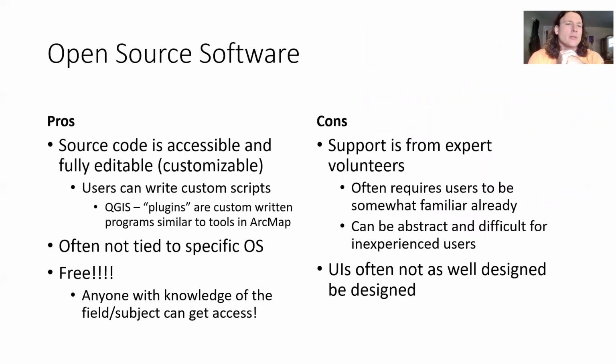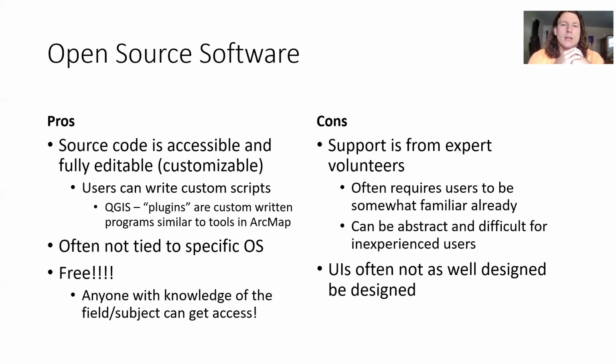And so the pros of open source software are that the source code is accessible. That means it's fully editable and customizable. Users can write custom scripts. So for instance, QGIS uses plugins where users can write custom programs similar to tools in ArcMap. It's not tied to a specific operating system. So for instance, QGIS works on Mac, Linux, or Windows. And most importantly, it's free, so anyone with knowledge of the field or subject can get access to it. So most importantly, it is a powerful tool for making information more accessible.